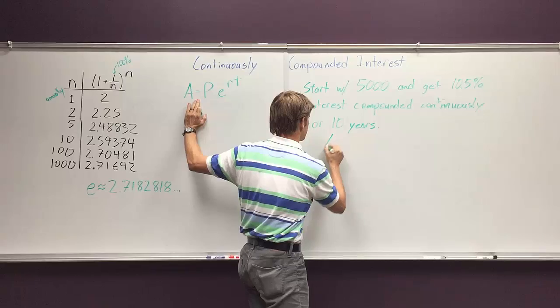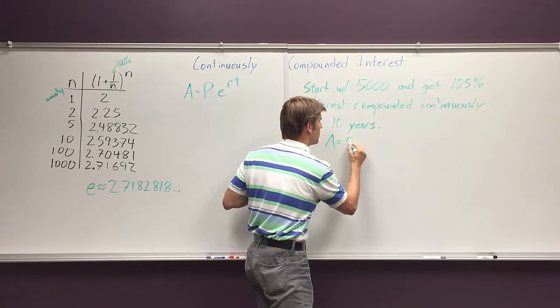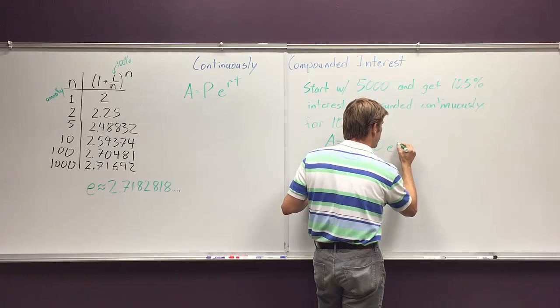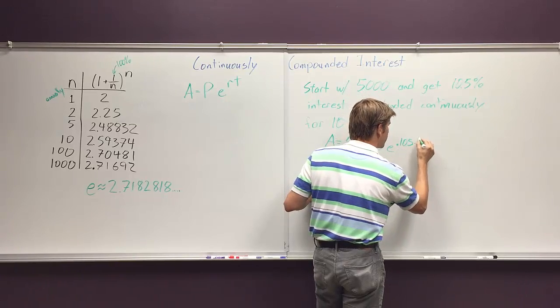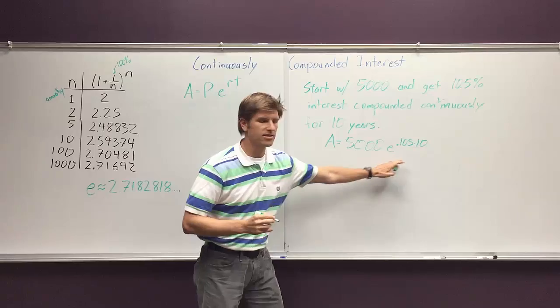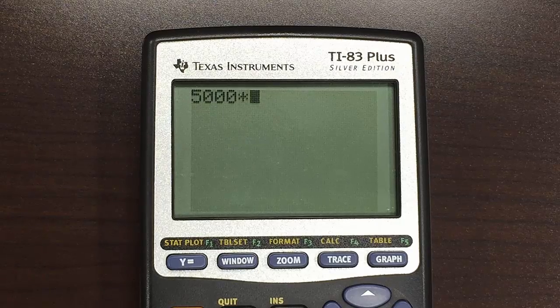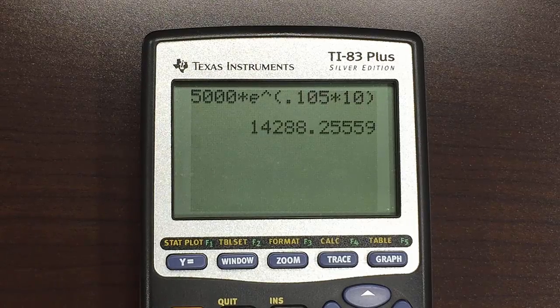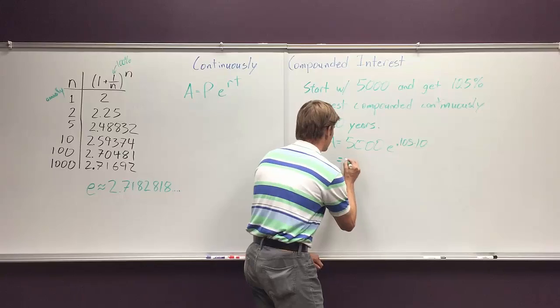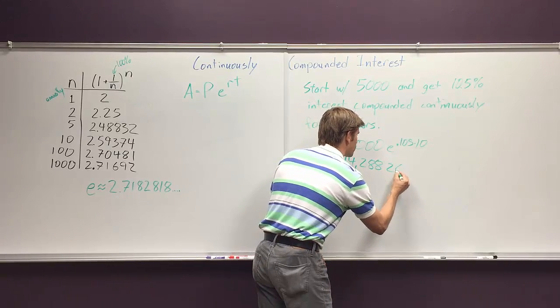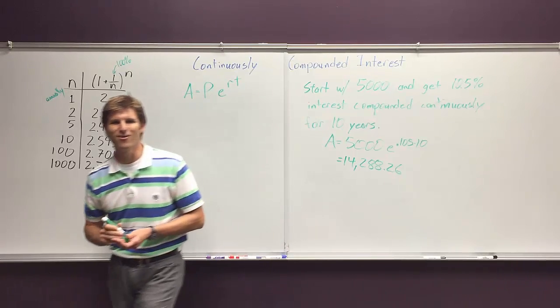Well, using this, the amount I'll end up with is the principal times e to the 0.105 times 10. Now, that's something you'll want to plug very carefully into your calculator. And you get $14,288.26. Hope that helps.